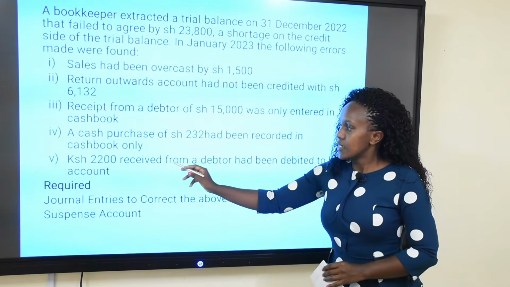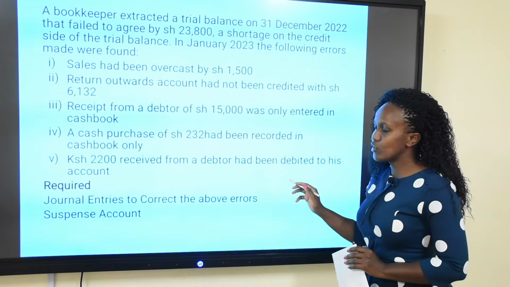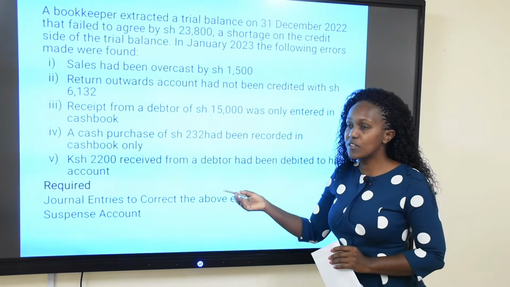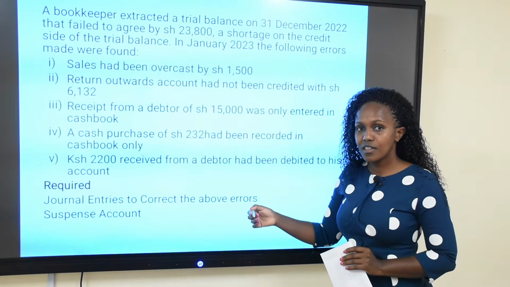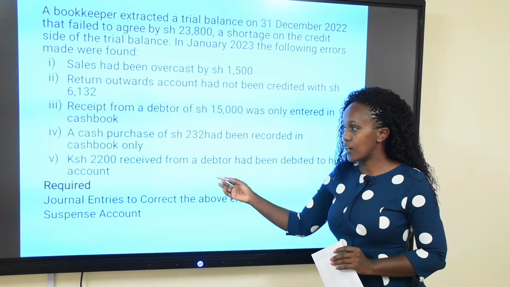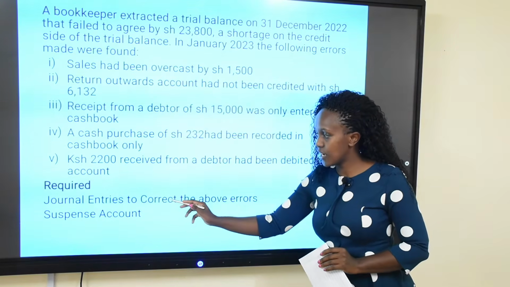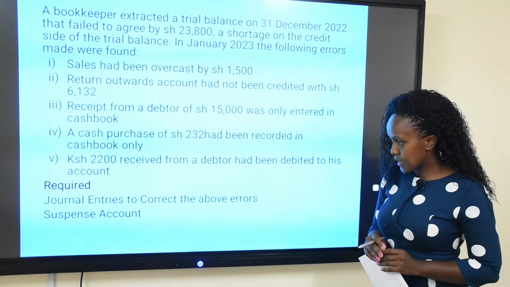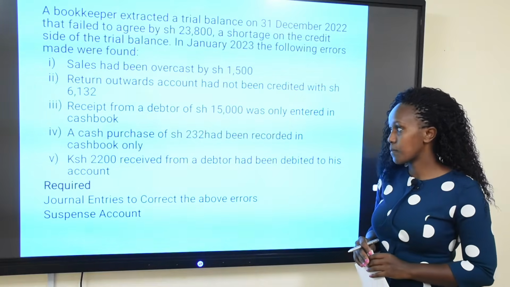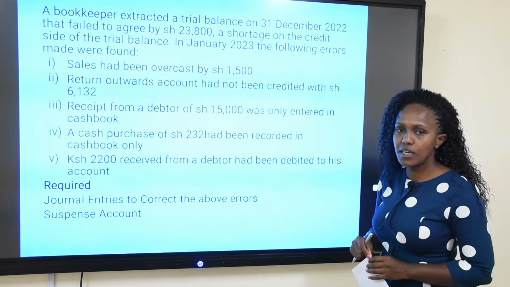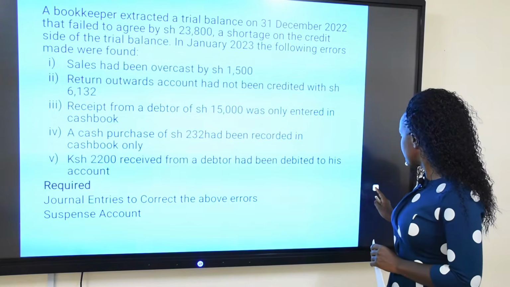Finally, shillings 2,200 received from a debtor had been debited to his account. So we received money from a debtor. Instead of crediting his account, we debited his account. Now we have to correct that error. So what is required is journal entries to correct the above errors, and then we prepare a suspense account. So you can take a minute to capture the question, and then we are going to proceed and answer it.